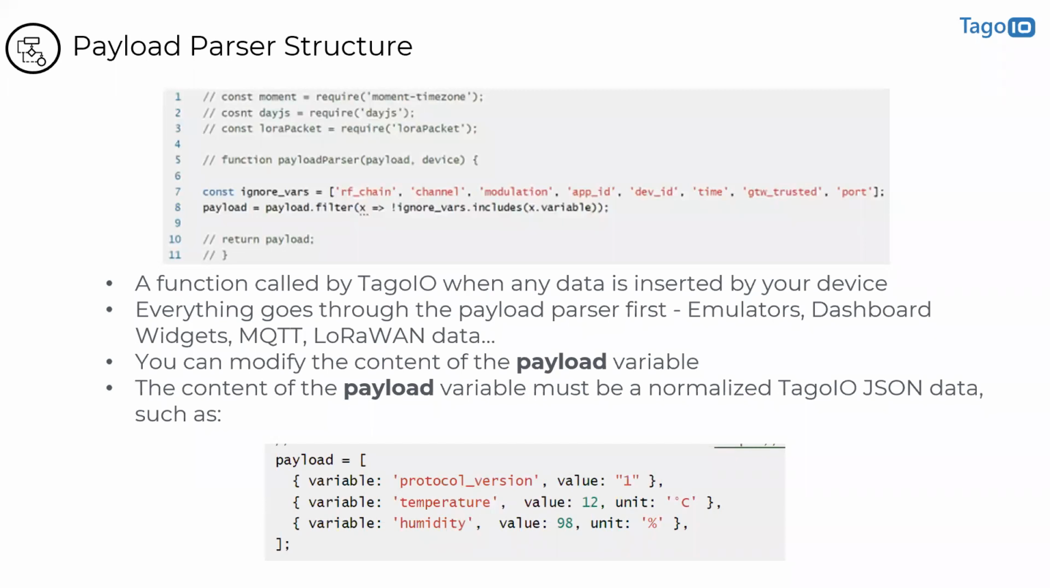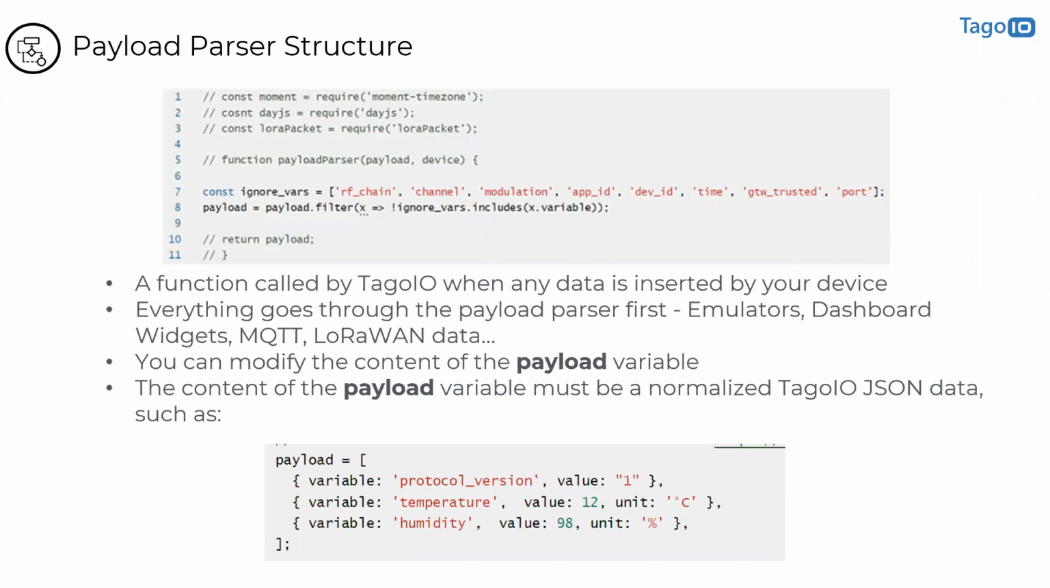Here we'll talk a little bit about the payload parser structure. The first image is just an example, but this is basically how the payload parser is interpreted by Tago. On lines 1, 2, 3 you have some packages that are available to use inside the payload parser. One is Moment, the other is Day.js, and then we have the LoRa packet. You can use any of these packages freely inside your code.